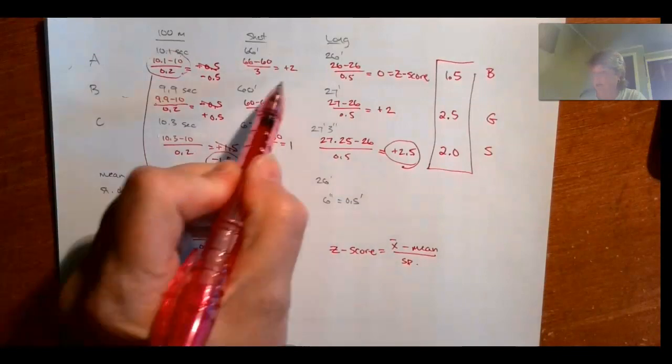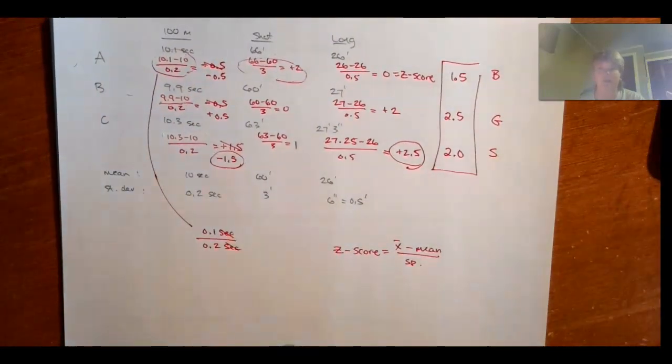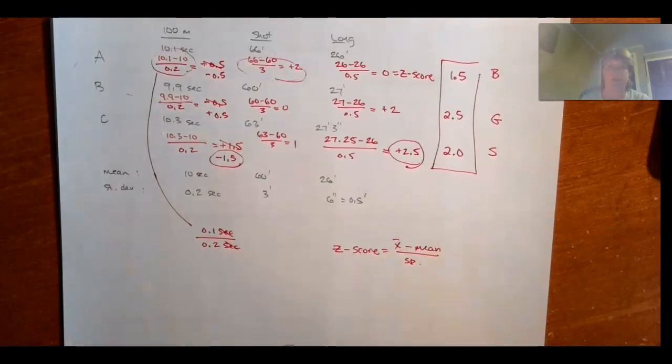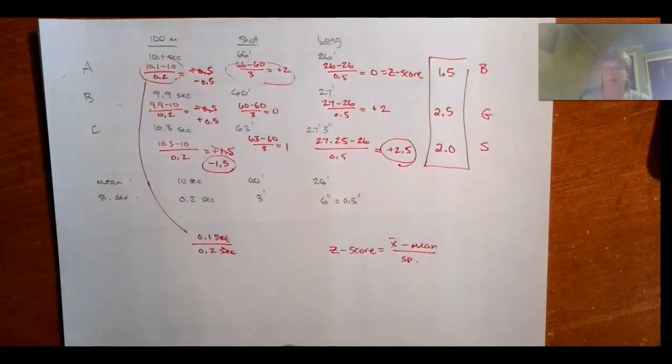So again, here, competitor A was 2 standard deviations better than the average competitor in the shot put. And because they're unitless, z-scores are very, very powerful and allow us to compare things that we wouldn't normally be able to compare. Your whole life you were told you can't compare apples and oranges. It turns out that if you use z-scores, you actually can compare apples and oranges, just like we can compare seconds and feet by changing to z-scores.